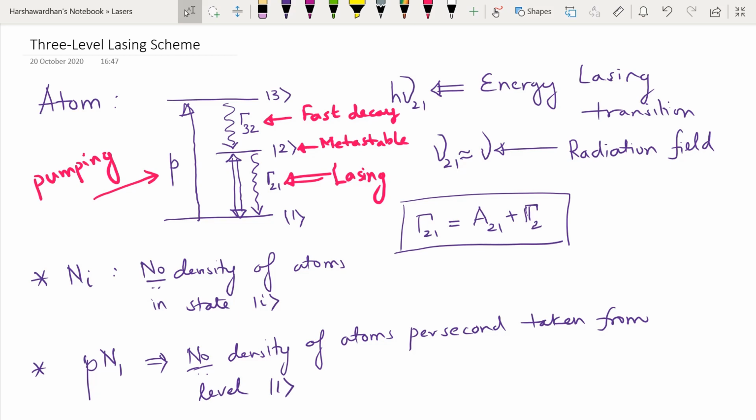And level 2 is chosen in such a way that it is metastable, in the sense that when the population arrives in level 2, we want that population to remain long lived, so that hopefully it will be stimulated emission that dominates the population accumulation in the excited state, and not spontaneous emission. If it's a short-lived state, then most of the population in level 2 will be lost through spontaneous emission. And we know that spontaneous emission is a source of noise in our lasing system. So that is a loss mechanism. So what we would like to do is to retain as much of the population inversion that we create in level 2 as possible, hence that is called a metastable state.